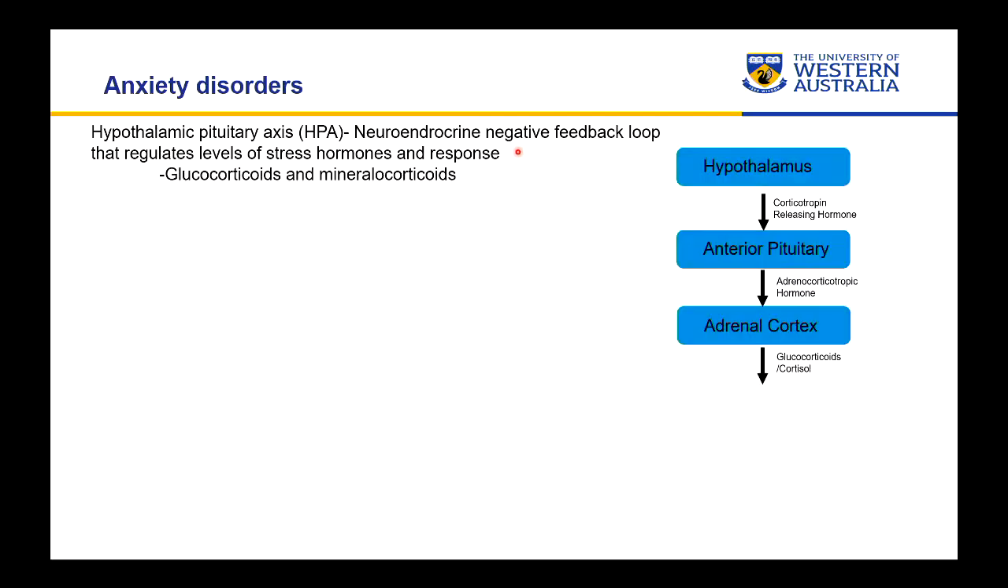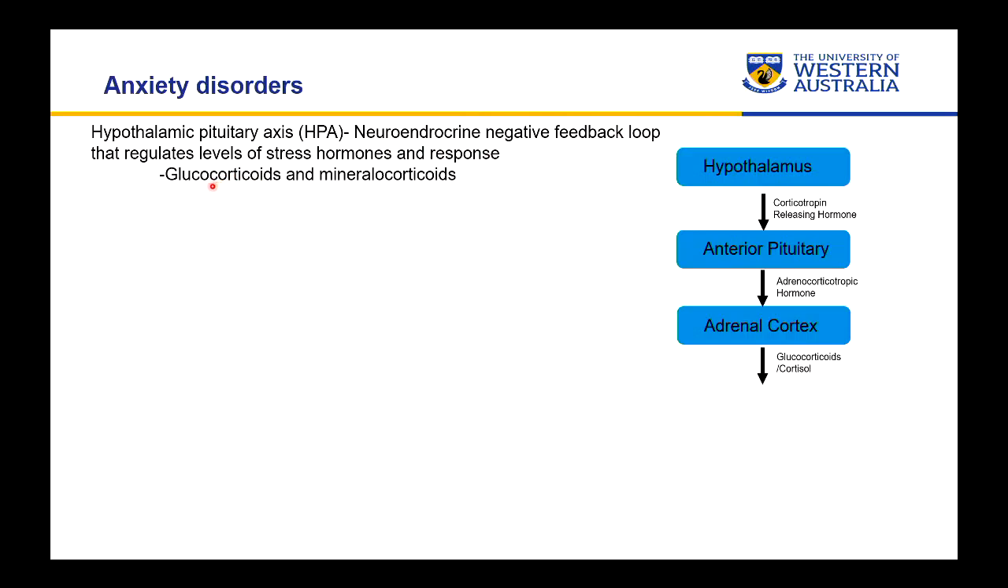And just briefly, what else is altered in people with anxiety disorders? What do we think happens? Well, we know that the hypothalamic pituitary axis is a little bit altered in individuals with anxiety disorders. This is a neuroendocrine negative feedback loop that regulates the levels of stress hormones in the body and your body's response.